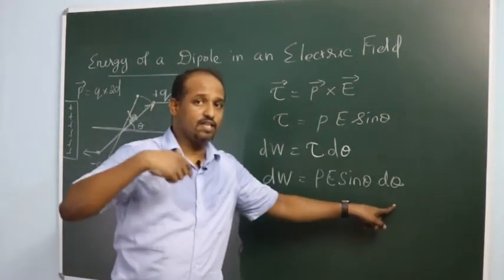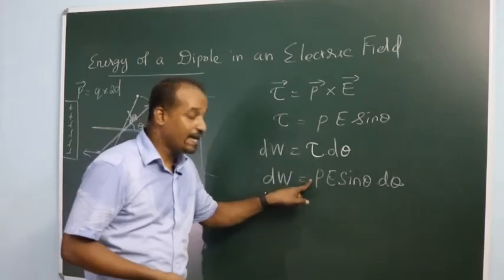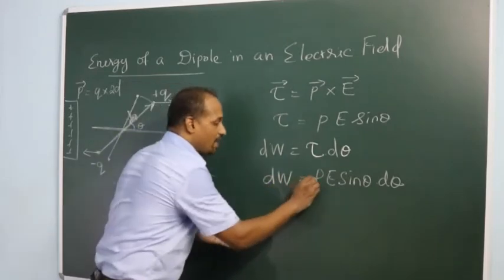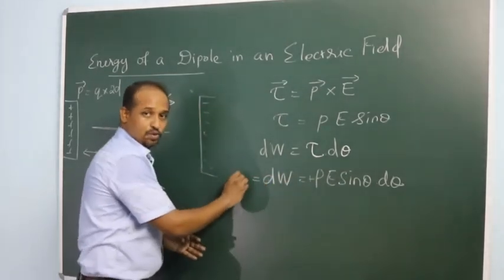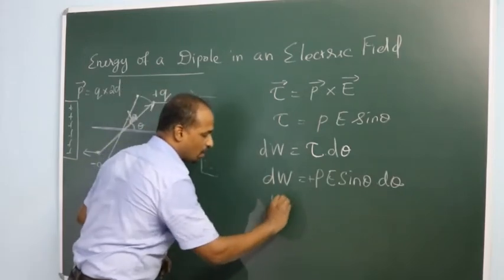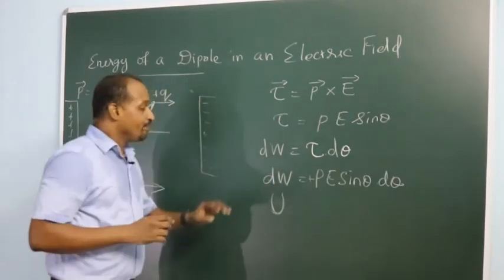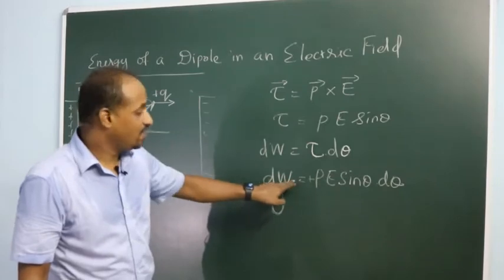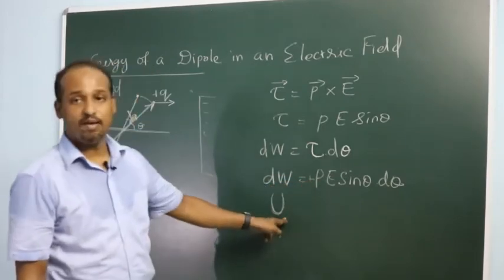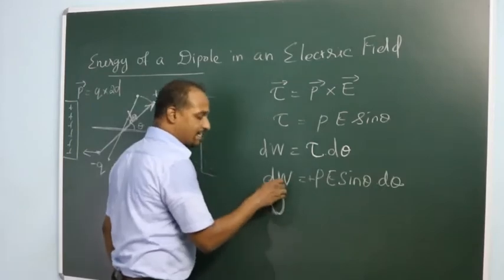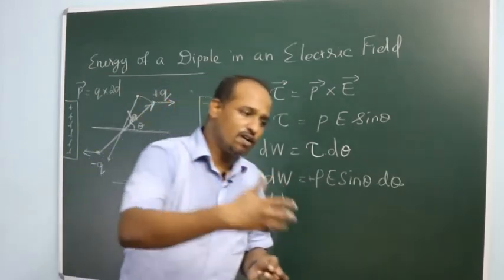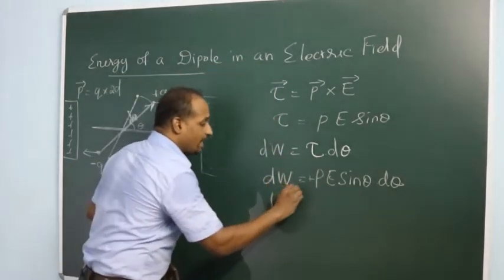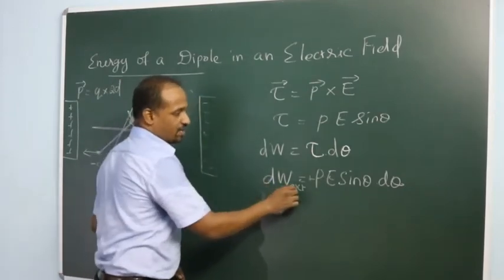What is the work done by the electric field? The work done by the electric field will be negative of PE sin theta d theta. The work we have taken as plus is dU, the energy. Since we have taken the work done by the external torque as positive, if you consider work done by the field as negative, then minus of minus will again be plus. The energy of the dipole is the external work done, because when you do work on the dipole, that work is stored in the dipole as energy.